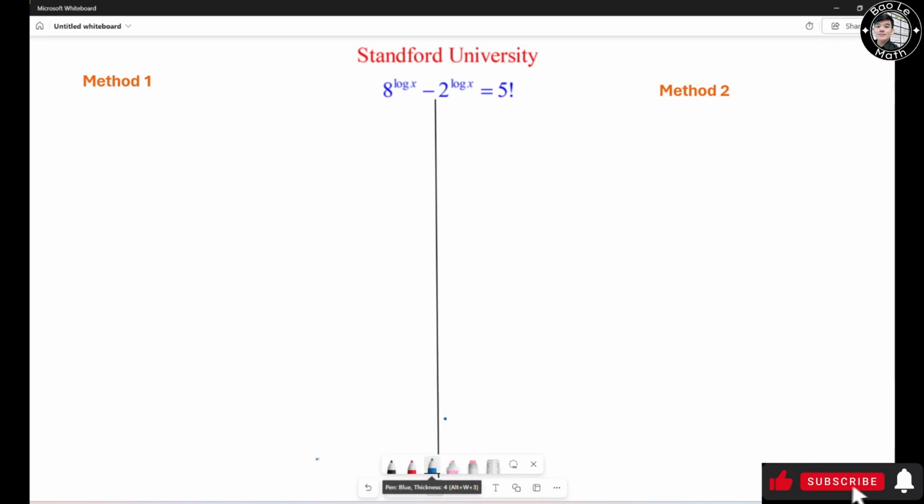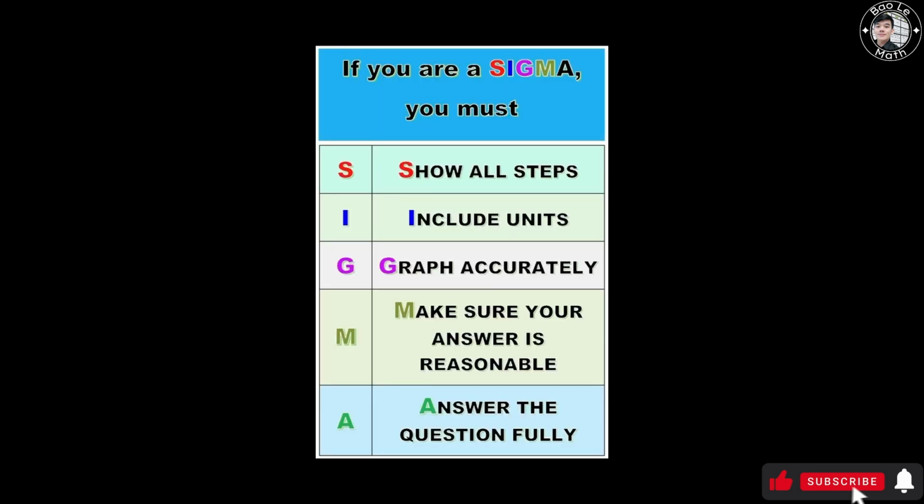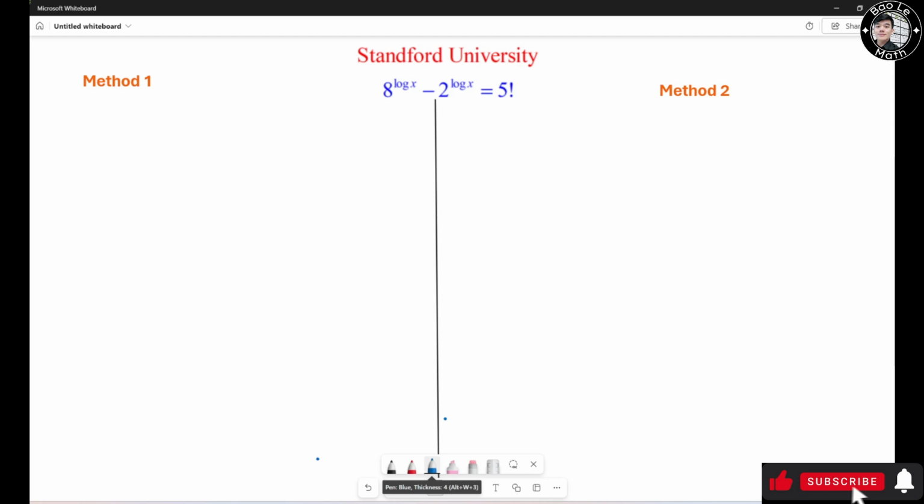Everyone. In this video, we're going to explore the problem from Stanford University. 8 to the log s minus 2 to the log s equals 5 factorial. I'm going to show you two different methods to solve this problem. If you have different methods, please leave your comment below. Before we start, go ahead, pause the video and give it a try.